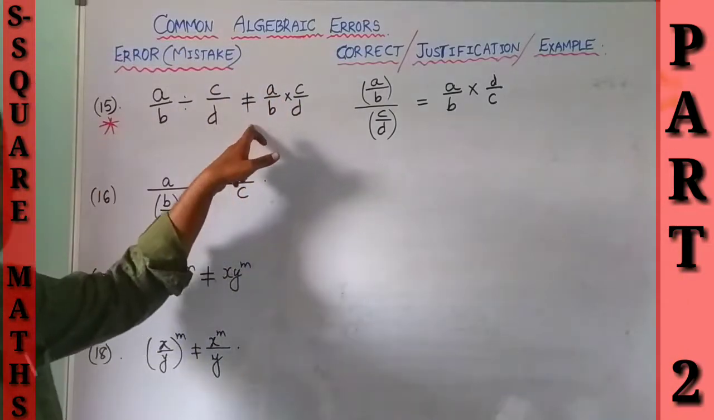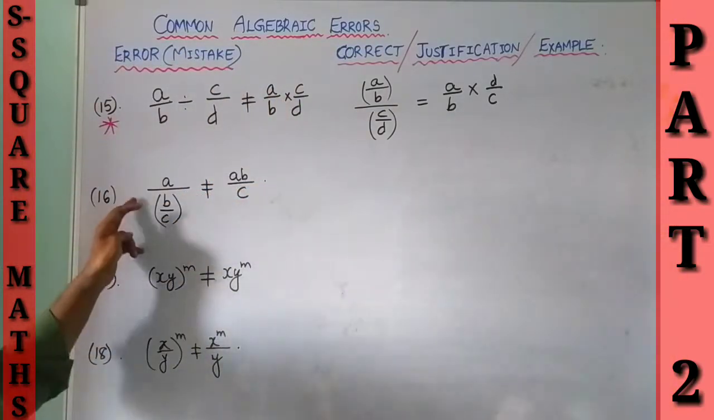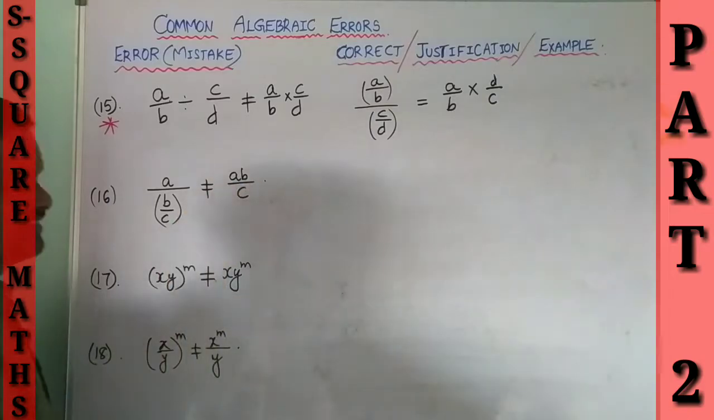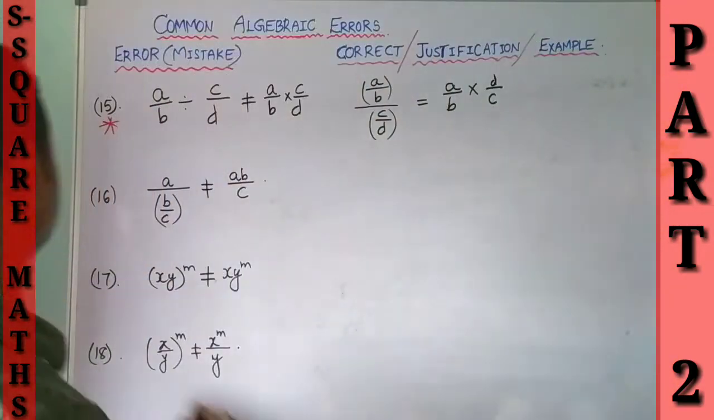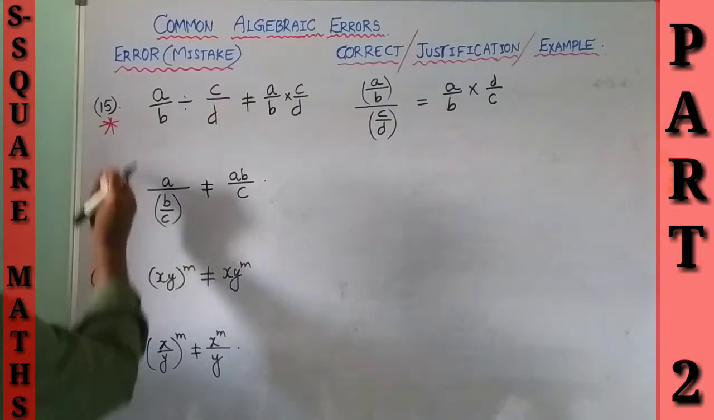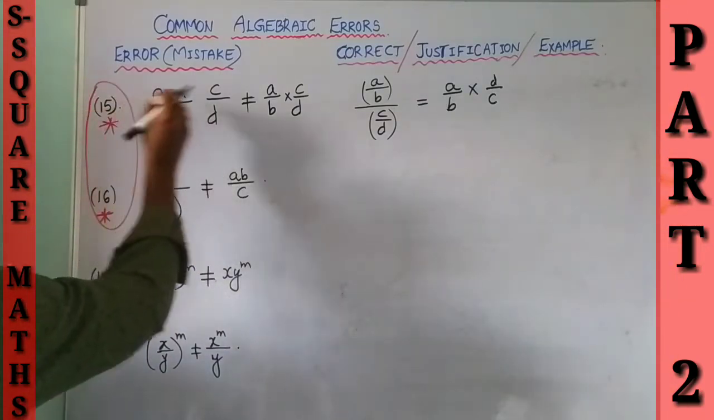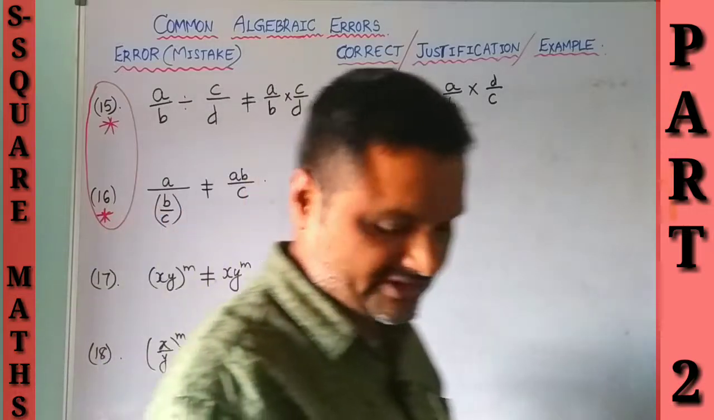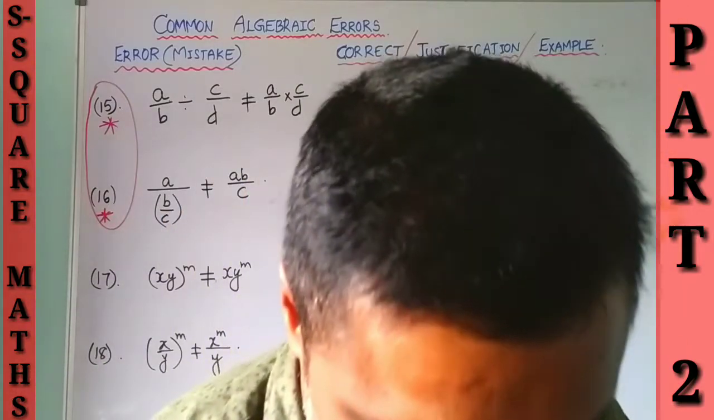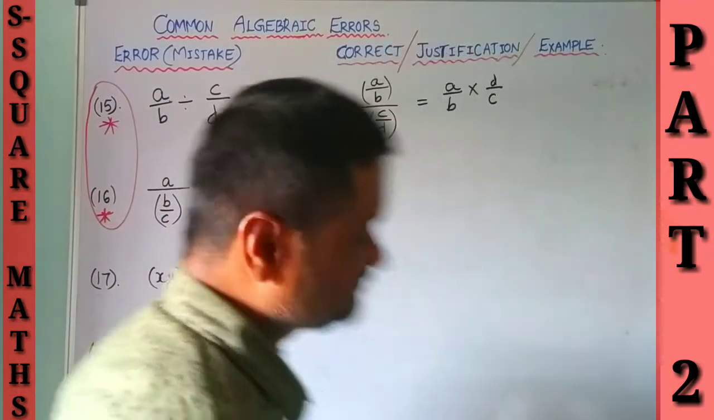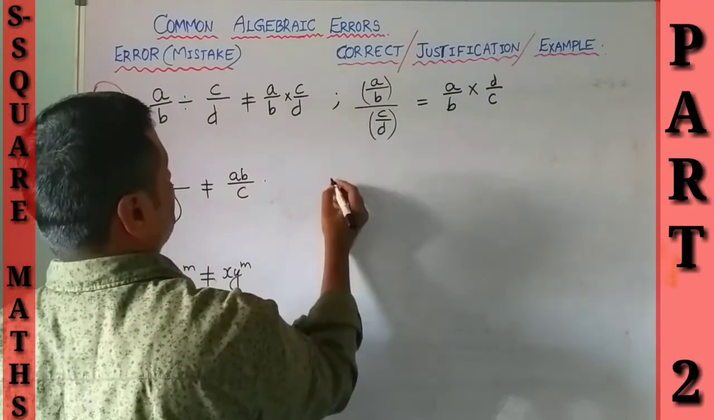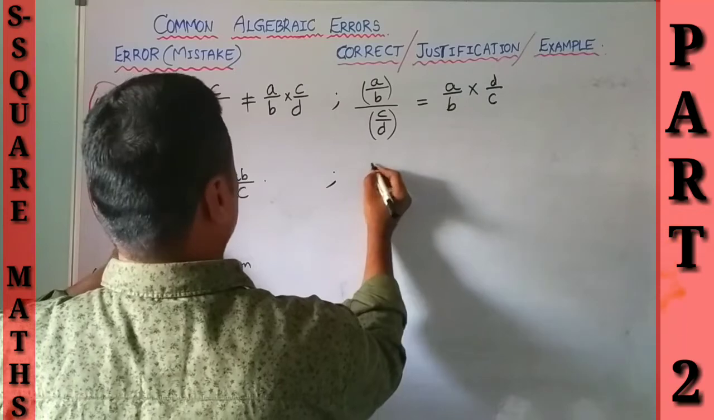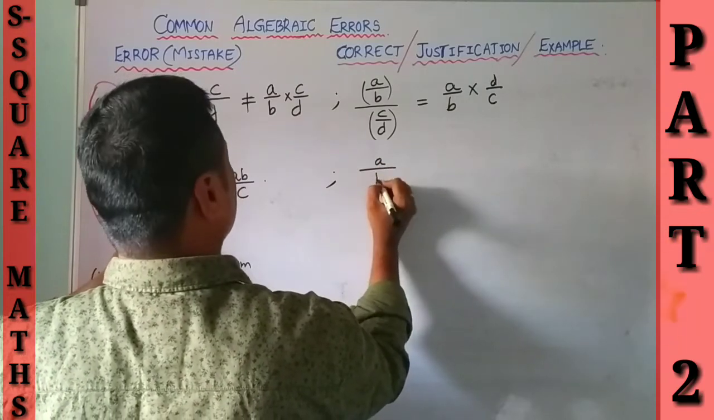So please be aware. Next, A by B by C is not equal to AB by C. These two are closely related. They are linked up. So while doing the problems, please be aware. Don't get confused. So let us check this one now, and see how they are corrected. Here I can write now A by B by C.